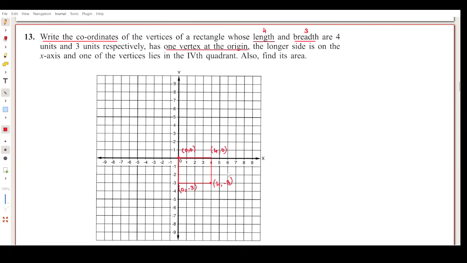Now also find its area. Area of the rectangle formula is length into breadth, L into B. L we can take as 4 units, and breadth is 3 units. So 4 threes are 12. 12 square units.